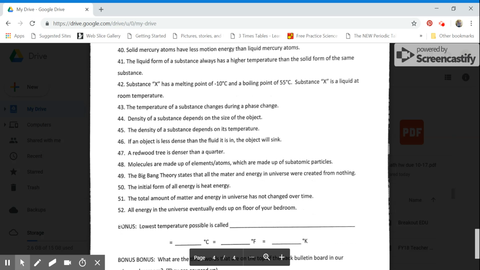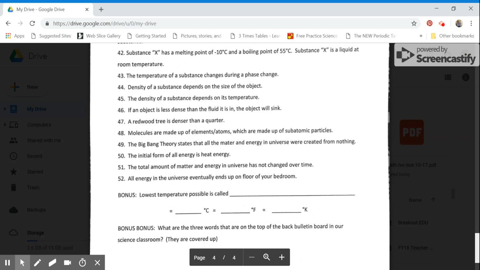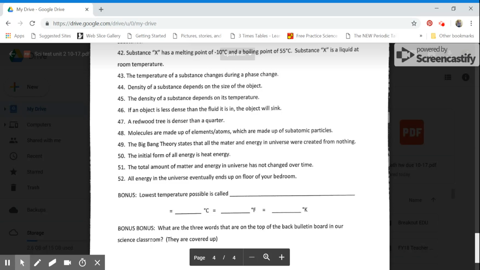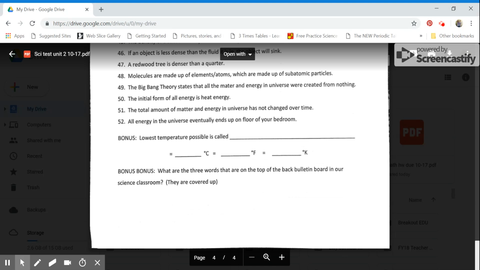Bonus. The lowest temperature possible is called blank. And then the other bonus is converting Celsius to Fahrenheit to Kelvin. And the bonus, what are the three words that are on top of the black bulletin board in our classroom? They are covered up. Thank you. That's it.